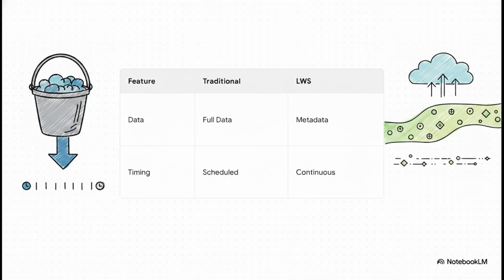You're scooping up and moving heavy, discrete buckets of data. On the flip side, lightweight snapshots continuously stream those tiny metadata changes. It's a flowing, constant stream of information, rather than those heavy buckets dropping every hour. This shift in mindset, from batch processing to continuous flow, is exactly what the exam will expect you to grasp when you're evaluating disaster recovery capabilities.